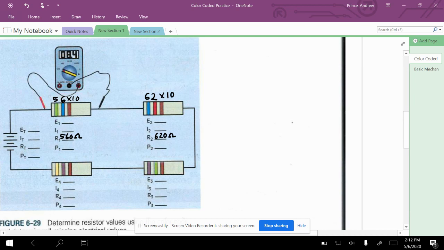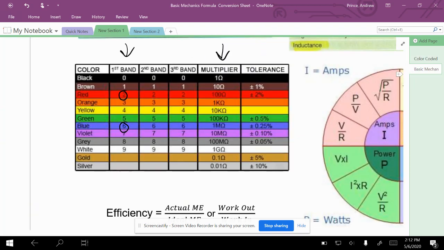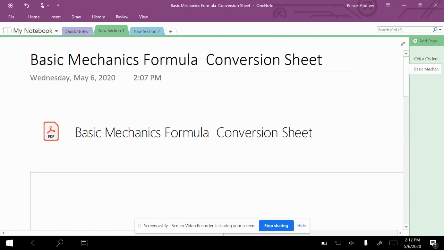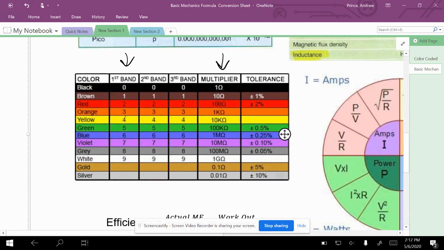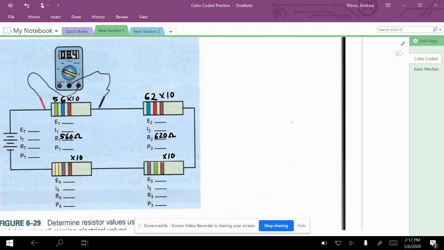Then we have yellow, violet, brown. So again, we know our multiplier is going to be 10. Same thing on this last one. Let's go ahead and look at our digits for resistor 4. So we got yellow and violet. All right, so yellow and violet, 4 and 7. So 4 and 7, 470 ohms.